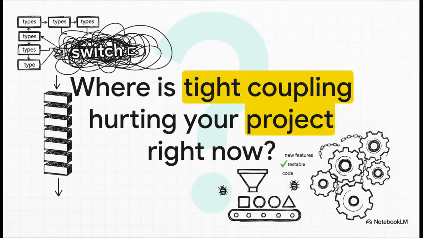So I'll leave you with this question to think about. Now that you know what to look for, take a look at your own projects. Where do you have a giant switch statement or a long chain of if-else blocks that are just creating different kinds of things? Where does it feel painful to add a new feature? That is probably the perfect place to refactor and introduce a factory.